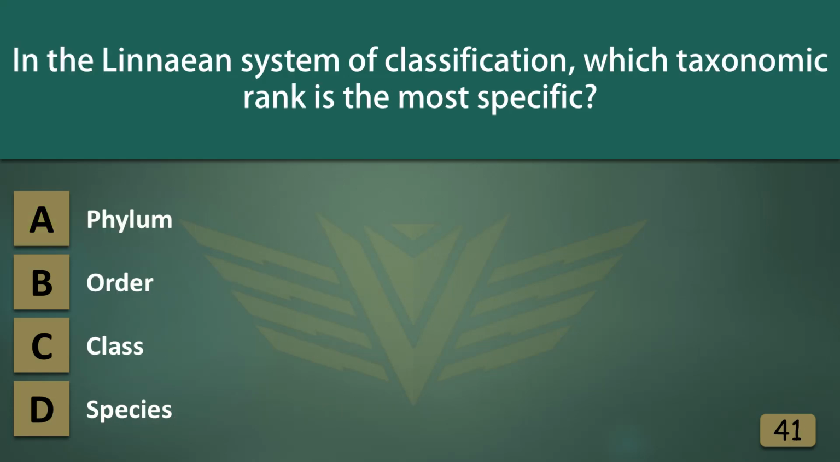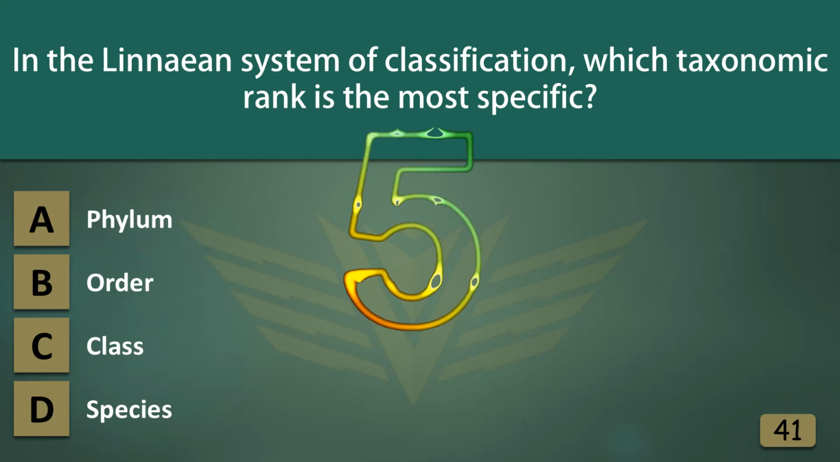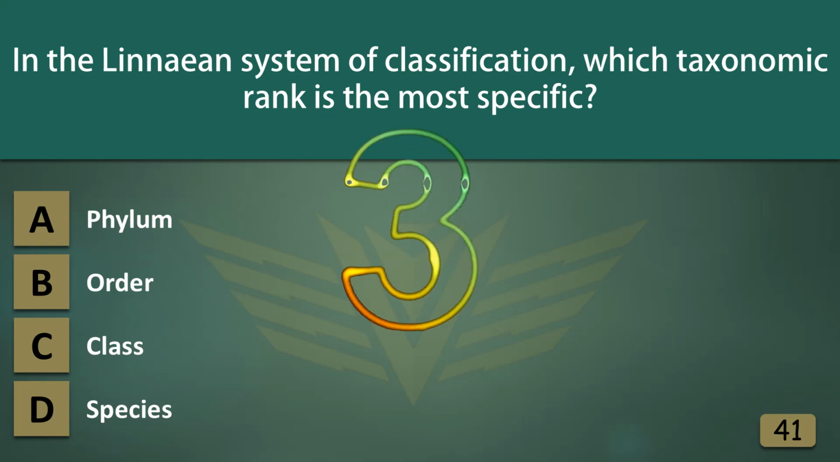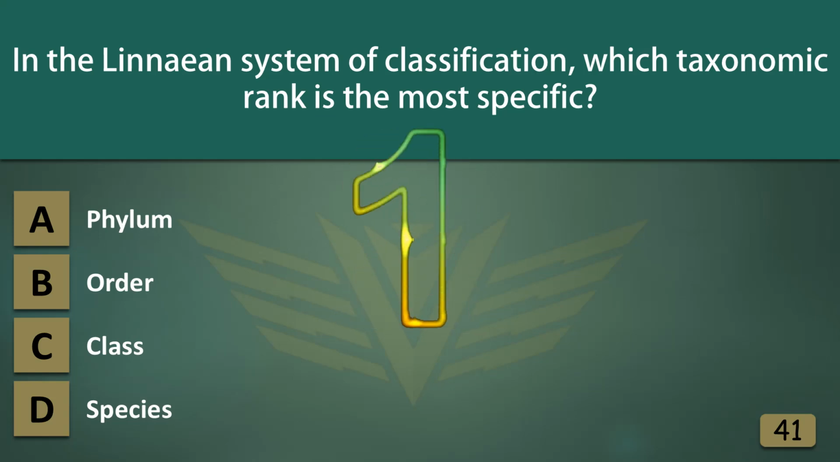generation. In the Linnean system of classification, which taxonomic rank is the most specific? A. Phylum. B. Order. C. Class. D. Species. The correct answer is D. Species.